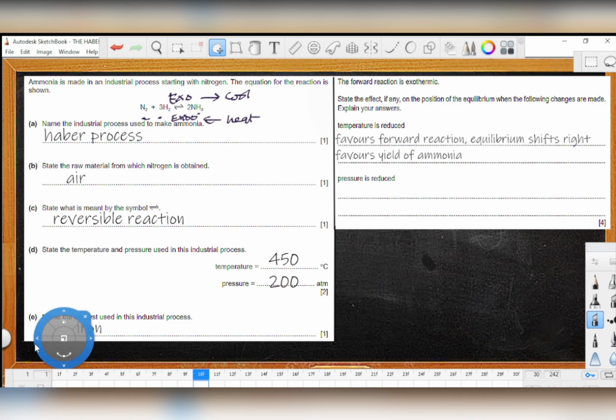What about when pressure is decreased? We already said before now that increasing pressure favors the side with the least number of gaseous moles. If all these things are gases, we have 1 plus 3. 1 is the coefficient, 3 is the coefficient. So we have 4 gas moles here, and we have just 2 gas moles here. So it will favor the 2 gas moles. So increasing pressure favors the ammonia production. So when pressure is reduced, it will favor nitrogen and hydrogen production.